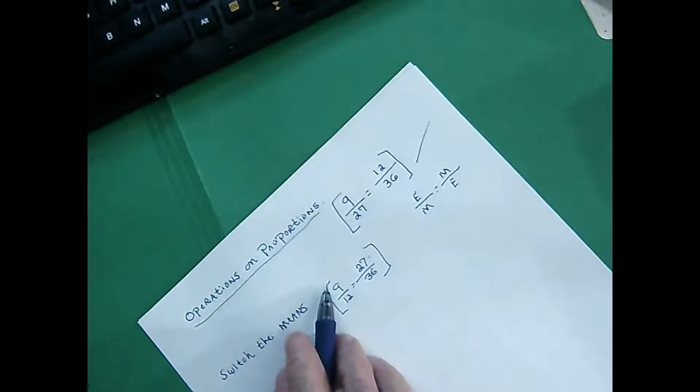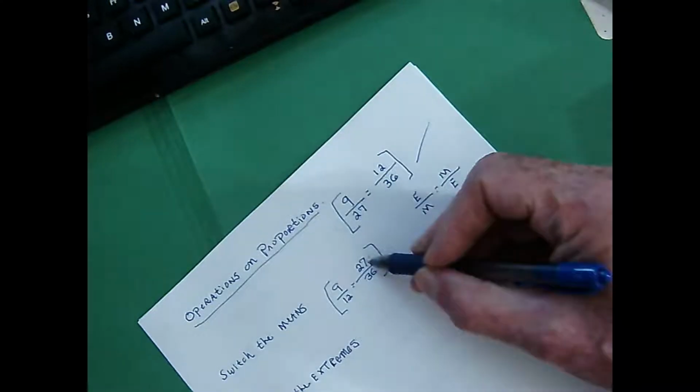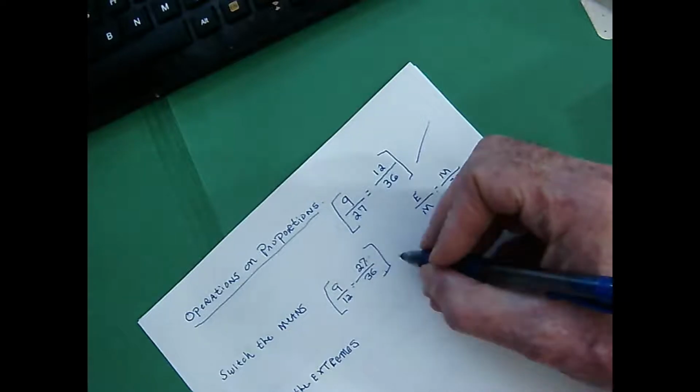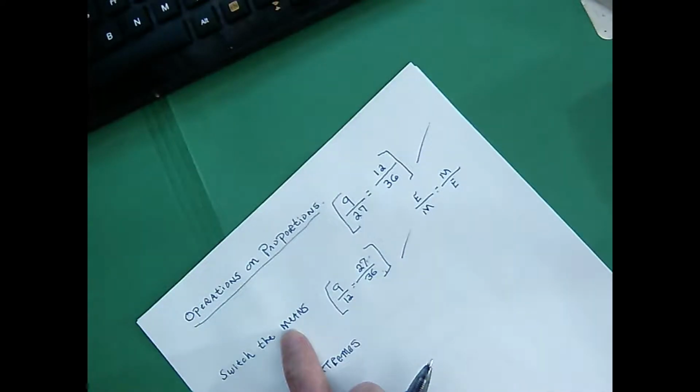And you might be looking at this and say, well, that's equal to 3/4. 9 over 12 is 3/4. And since 9 goes into both of those as well, 27 over 36 is also equal to 3/4. So yep, when I switch the means, it's a valid proportion.